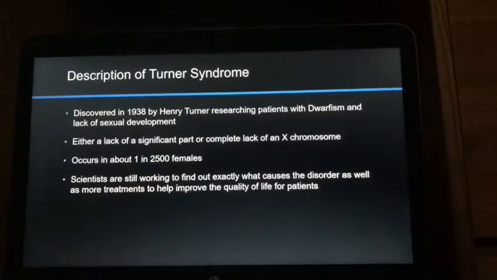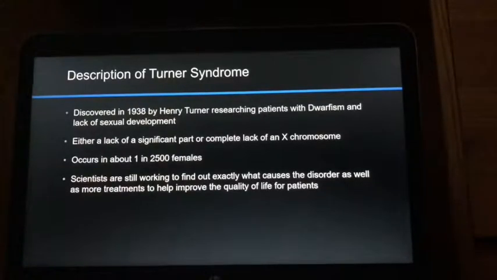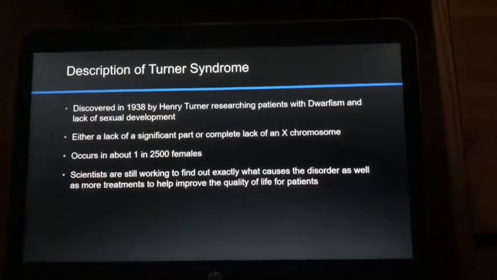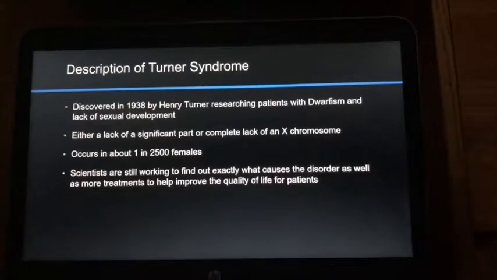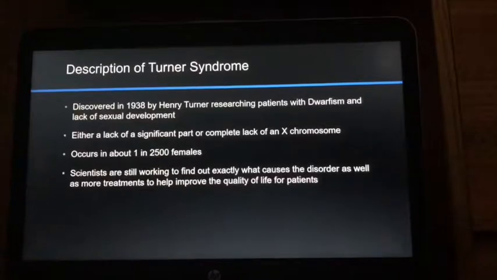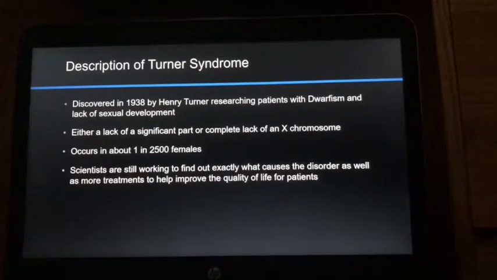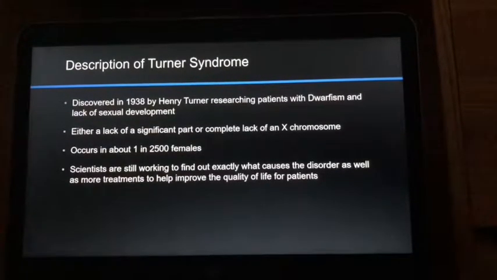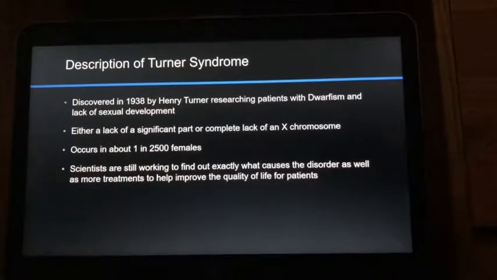So what is Turner syndrome? Turner syndrome is either a lack of a significant part or a complete lack of the X chromosome. It was discovered in 1938 by Henry Turner while he was researching 7 different patients, ages 15 to 23, referred to him for dwarfism and a lack of sexual development. He treated them with pituitary extracts, but this method was ineffective.